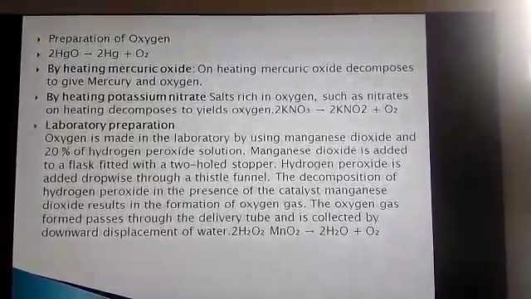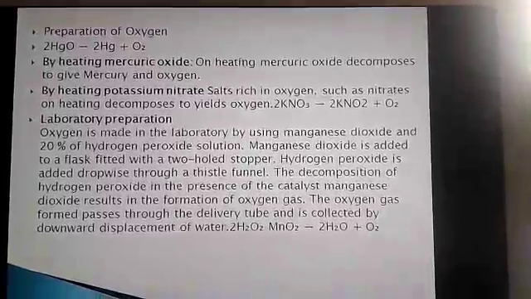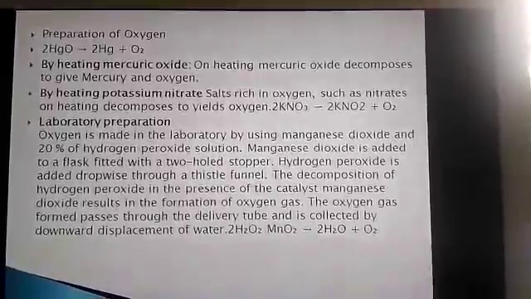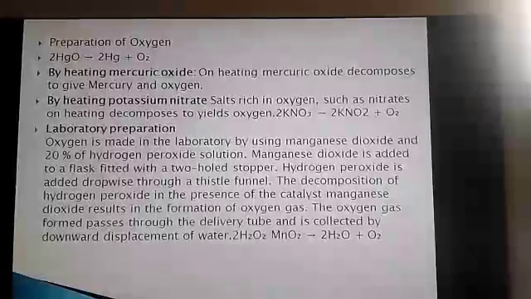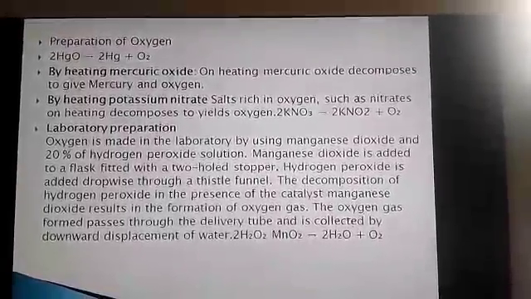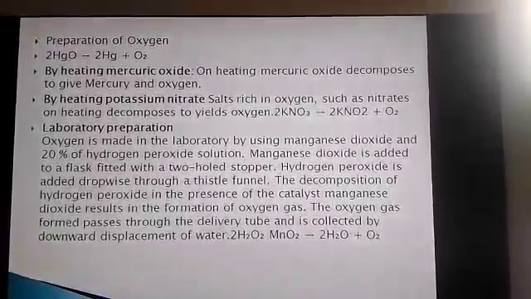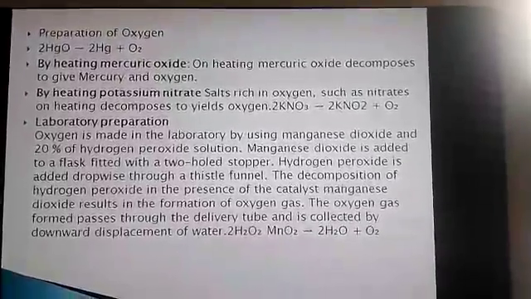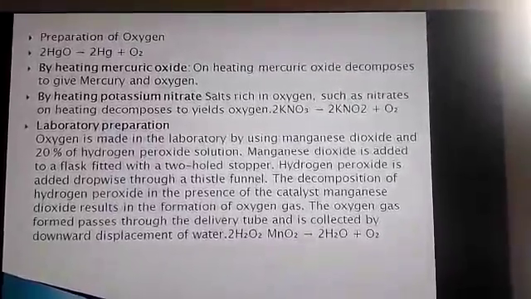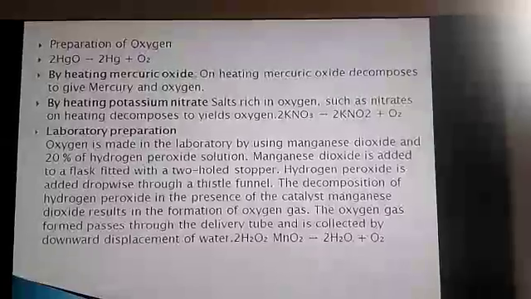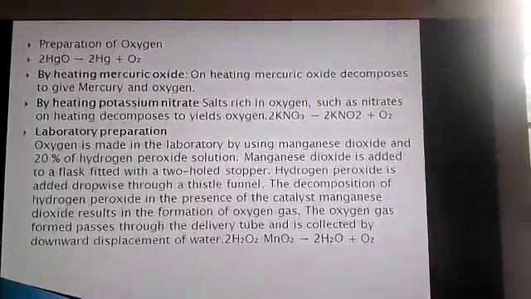So till now we have discussed the air and its constituents, and in the constituents we were discussing the oxygen. We have discussed the percentage of oxygen present in the atmosphere, its properties and its significance on the earth, why it's necessary, everything. So today's class we are going to discuss the preparation of oxygen in the laboratory.